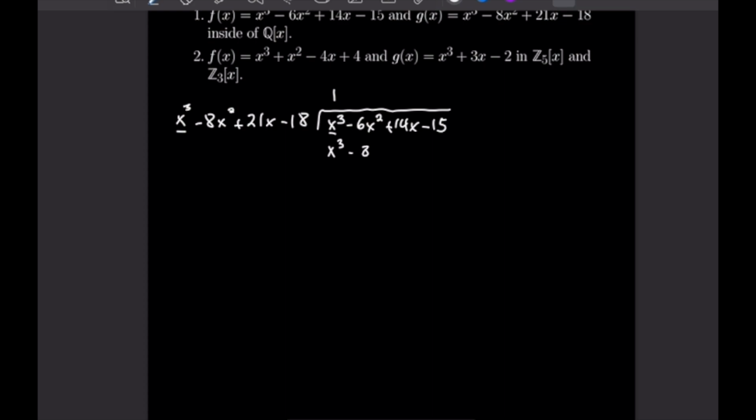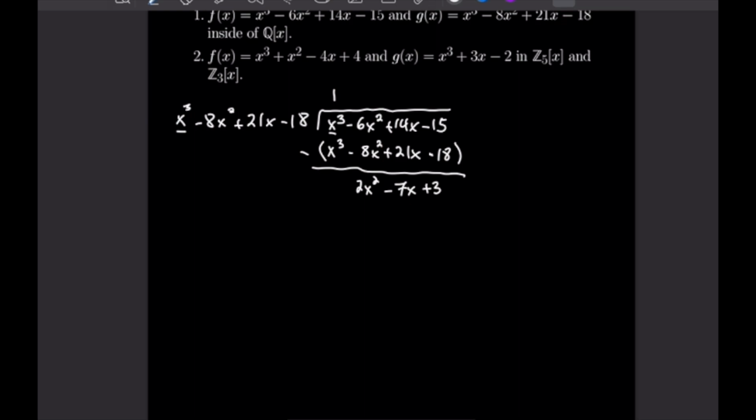So we have x cubed minus 8x squared plus 21x minus 18. And then we're going to group and subtract. So when we subtract, we will get rid of our x cubes. Our minus 8x squared will become a plus 8x squared. So we'll have 8x squared minus 6x squared, and that'll just give us a 2x squared here. We have minus 21x plus 14x, and that's just going to be minus 7x. And then lastly, we have 18 minus 15, which is just plus 3.